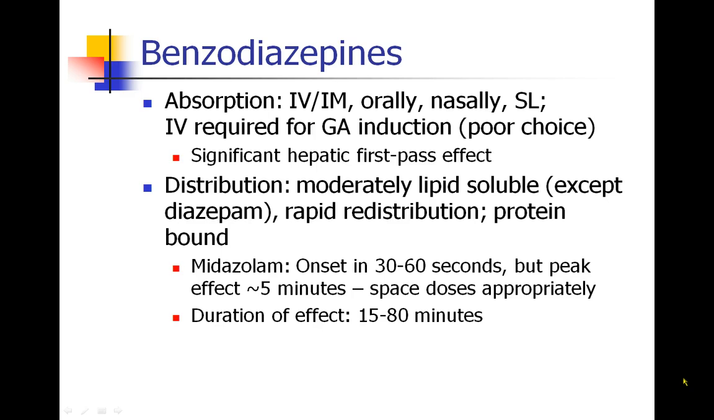The drug becomes pretty lipid soluble in the body, and so it acts quickly and redistributes quickly. The drugs are protein bound, and as you've probably seen in your own practice, when you give midazolam, the onset of action is really in about 30 to 60 seconds, and the peak effect occurs in about 5 minutes. So if you're trying to sedate somebody, you probably wouldn't want to give a dose every couple minutes because you'll get some dose stacking. And the duration of effect, at least for the first few doses, is usually about 15 to 80 minutes, depending on the drug we're using. Obviously, if you give a lot of doses, you'll start to have saturation of the peripheral compartments.